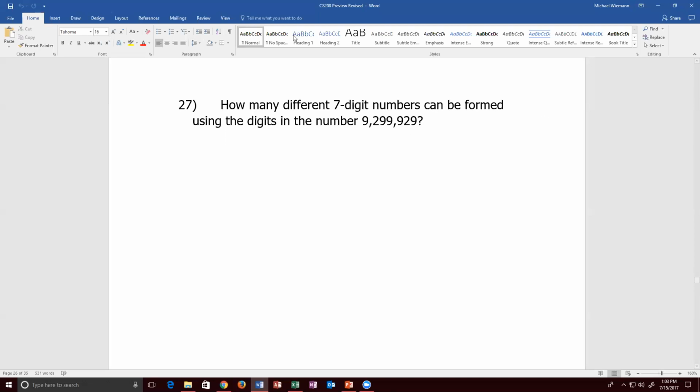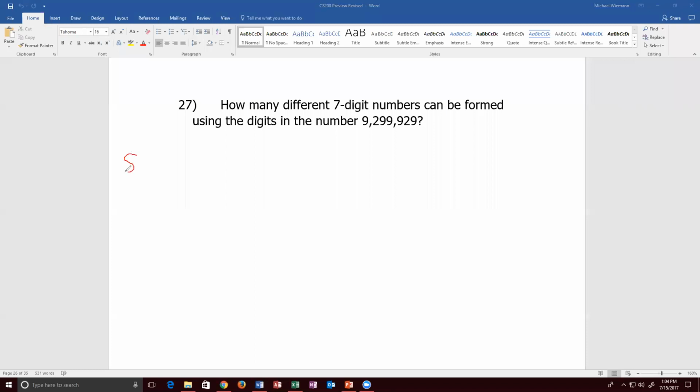Looking at problem number 27 here. 27 says, how many different 7-digit numbers can be formed utilizing the digits in the number 9299929? Well, first thing I want to do is, since I have repetition this time, I have to do this in two parts. If you recall back week 6 time frame, I showed repetition as far as from counting technique, either week 5 or week 6.